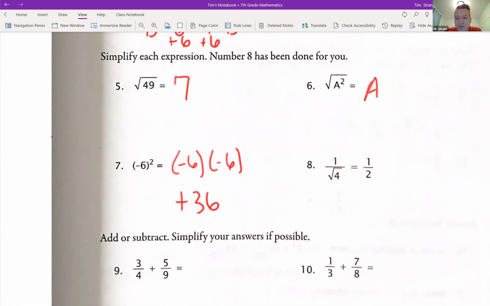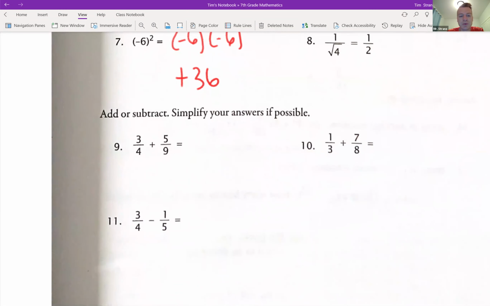Okay, this one looks a little different. Number 8, we haven't really done this one before. So we got 1 divided by the square root of 4, which equals 1/2. Oh, okay, I was like, what do they want us to do? It says up here, number 8 has been done for you. I was like, there's nothing to do there. Okay.